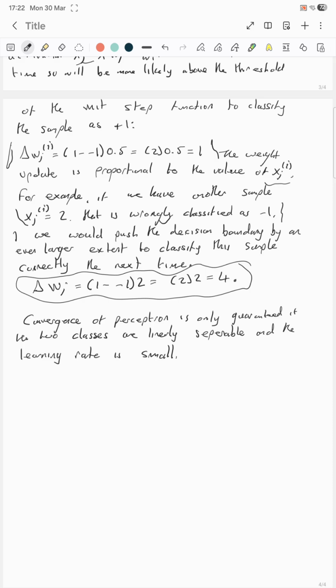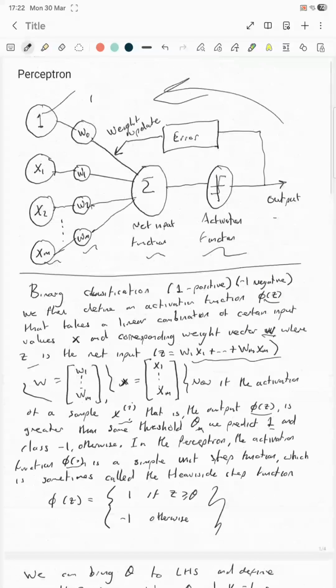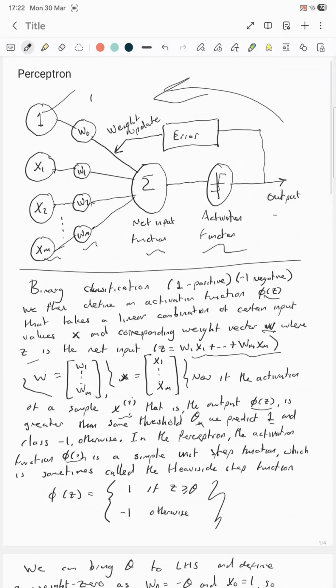Now, it's just a quick introduction to some of the machine learning things where it all began, as the perceptron classification.